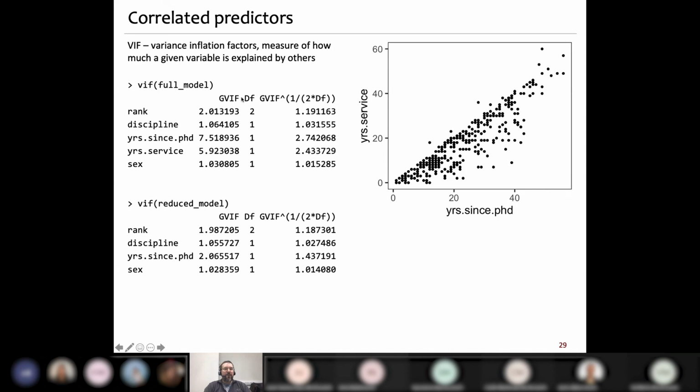If we apply it to our full model here, we immediately see that the variance inflation factors for years since PhD and years of service are much larger than the others. They are 7.5 and 5.9. This is because years since PhD can be explained by years of service. These two variables are correlated and hence redundant. Then, if we remove one of these variables because we call it redundant, and we have a reduced model without years of service, this is what we get. Variance inflation factors are now much smaller. Ideally, they should be close to 1.